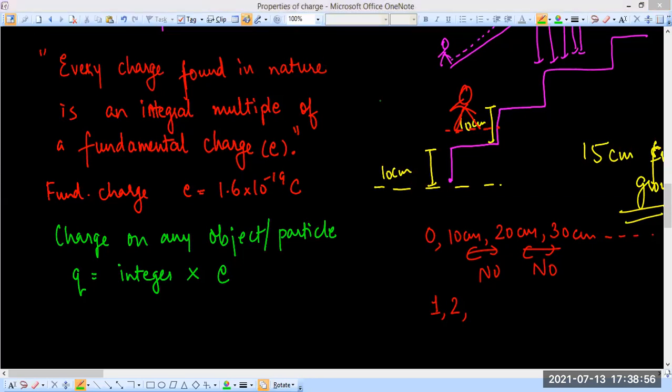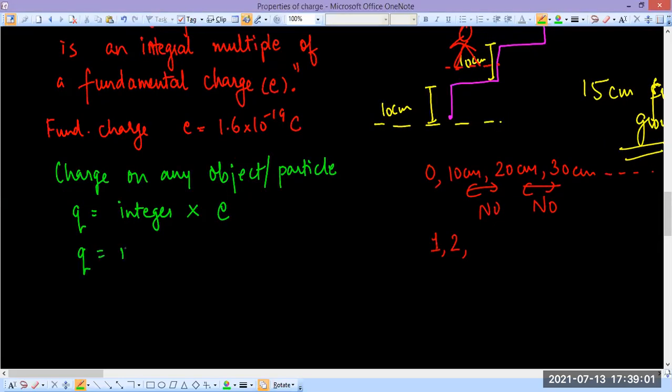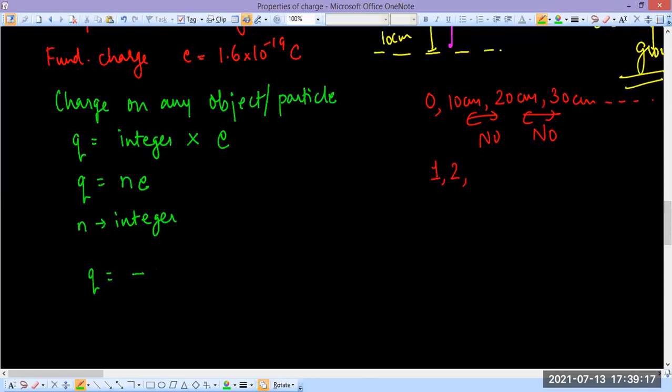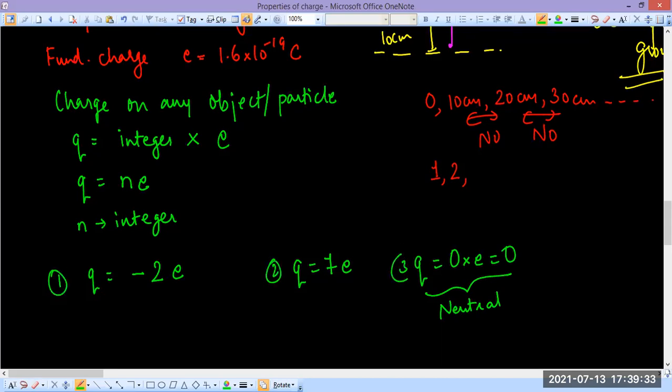Okay, let me write it in one more formula form. We can write it like this: q is equal to ne, where n is some integer. That integer may be positive, may be negative, may be 0 also. For example, it may be q equal to minus 2e, or it may be q equal to 7e, or it may be q equal to 0 into e, meaning 0, neutral. Did you understand the examples 1, 2 and 3?